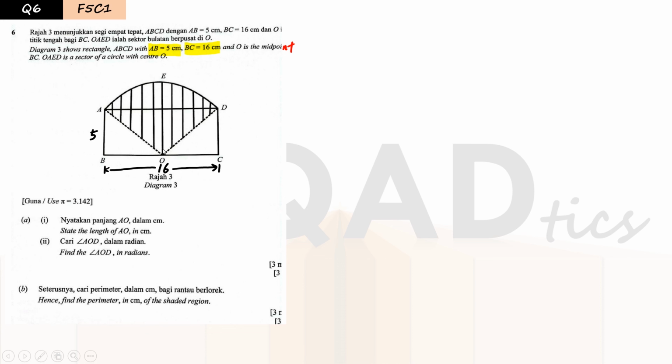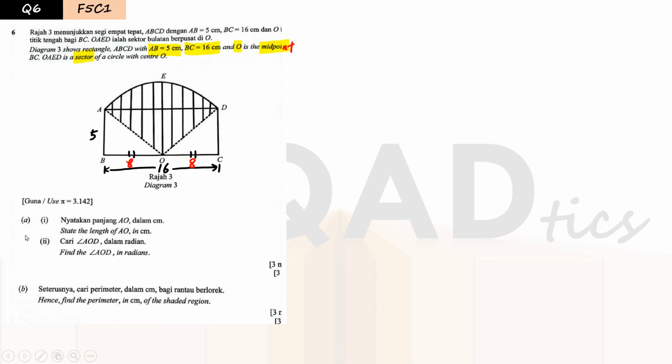So O is the middle point, which means that the lengths of these two lines, BO and OC, are the same. So if you want to find the length of one side, very simple, it's 16 divided by 2, which will be 8 for each side. And for the shaded region here, as you see, it is touching the center of the circle, which means this shaded region is actually a sector.